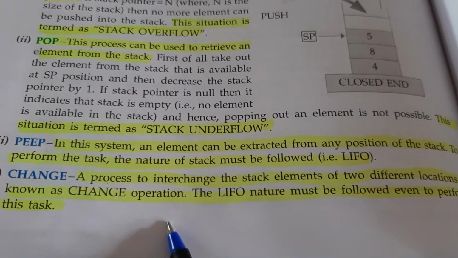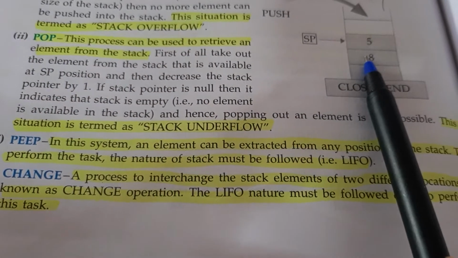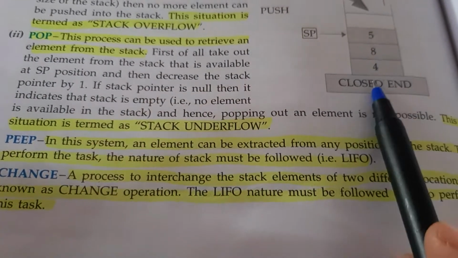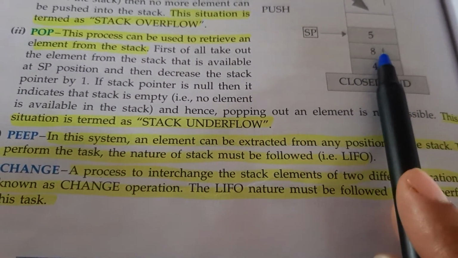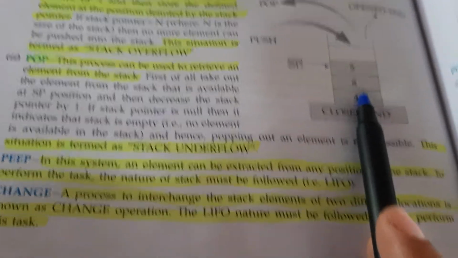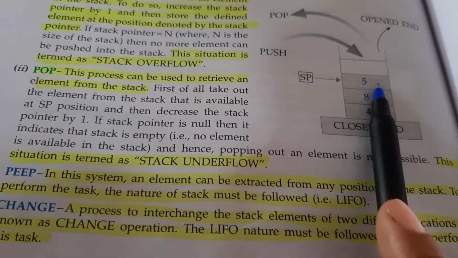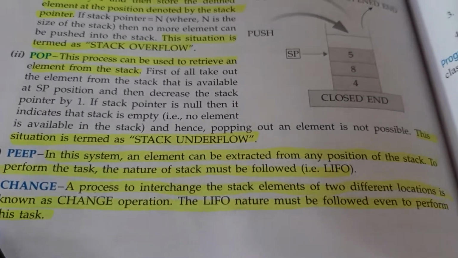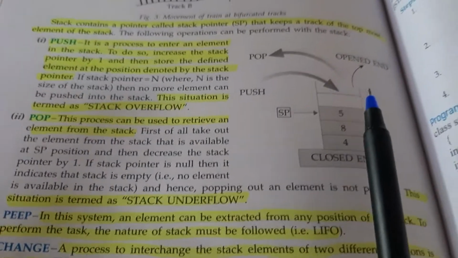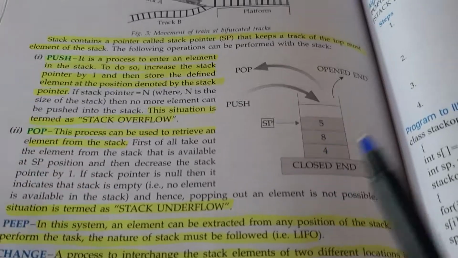Next is change. Suppose you wanted to change this element from here. You can interchange elements, for example putting this 5 in place of 8 and 8 in place of 5, using the process called change. So this is all about the operations that we follow in the data structure.